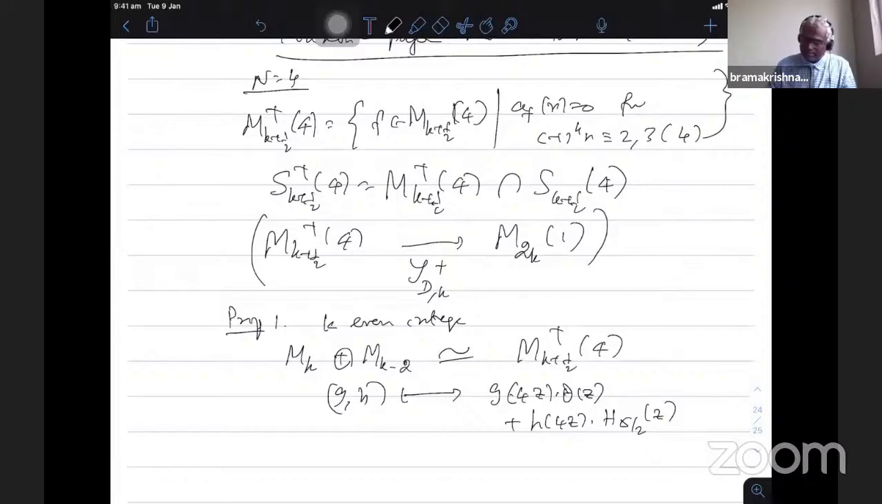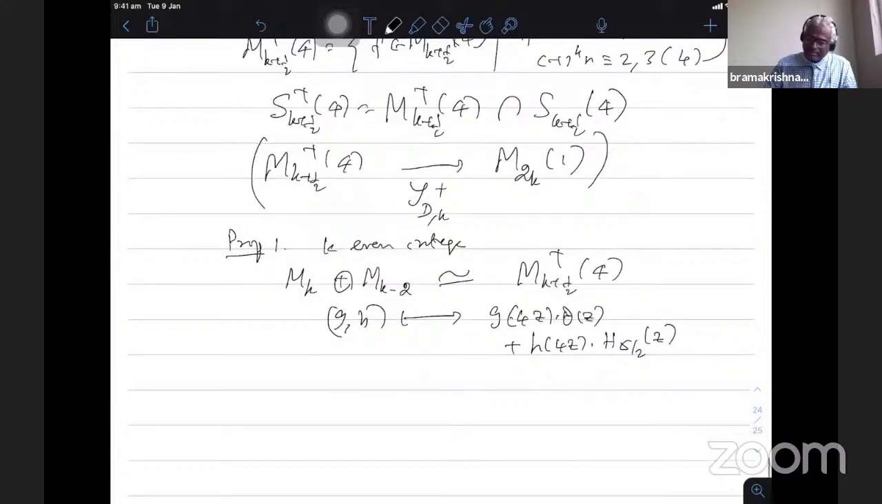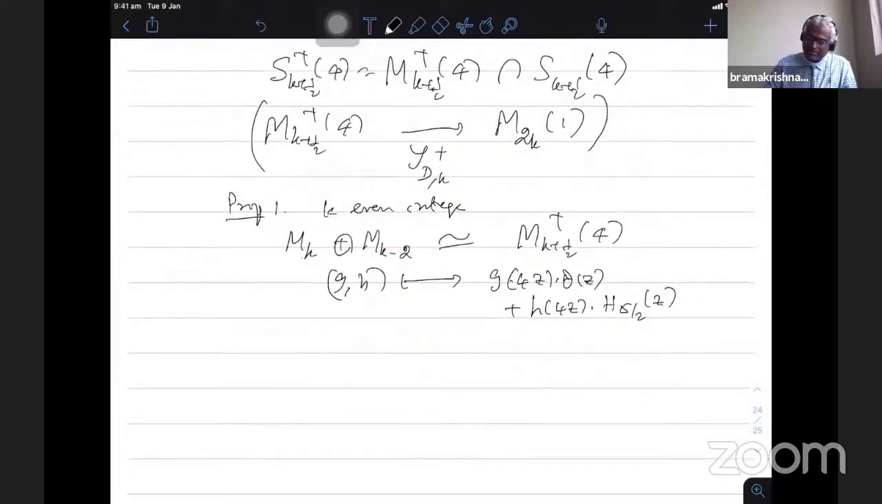So the weights match, and then this is the combination. Given any two forms in this and that, I first consider g(4z) times the classical theta. This has weight k+1/2, and this also has weight k+1/2. Therefore, this particular one belongs to the space of modular forms of weight k+1/2 of level 4.